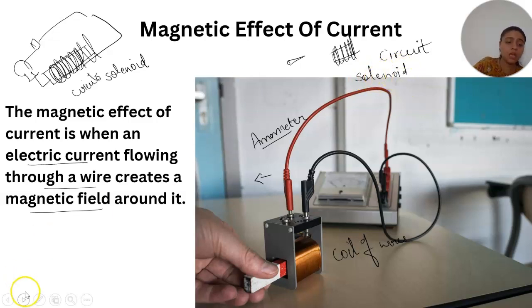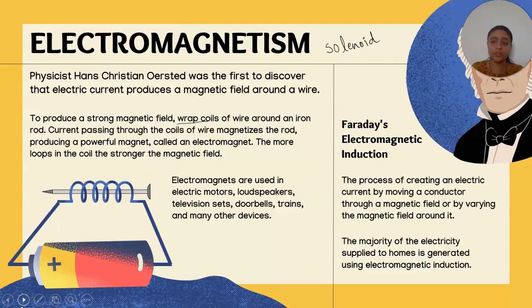Now, what does this solenoid actually do? That is why it is written: wrapping the coil of wire around an iron rod. Current passing through the coils of wire magnetizes the rod. So the current which is being passed through the wire will magnetize the rod and produce a powerful magnet which is known as an electromagnet. Now the coiled-up piece is not a simple iron piece, but it is now what? The electromagnet.